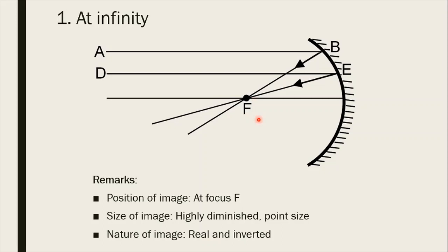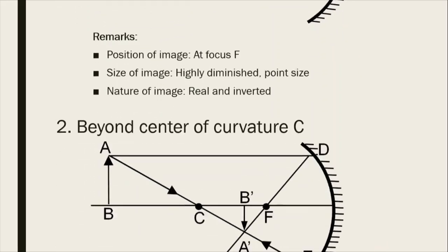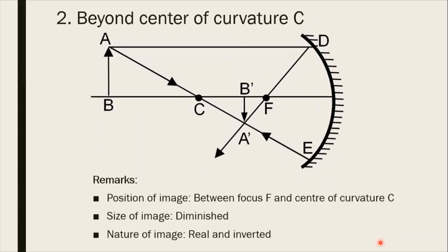The nature of the image is that it is real and inverted. It is worth understanding that the images which are formed in front of the mirror are going to be real images and the images which are formed behind the mirror will be virtual images. Let us consider the second position. The object is kept beyond the center of curvature this time.